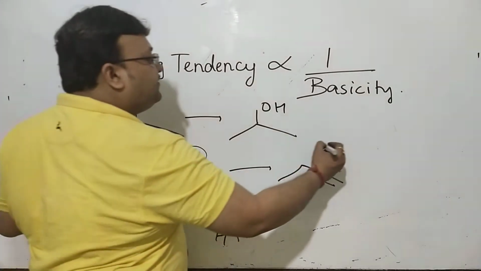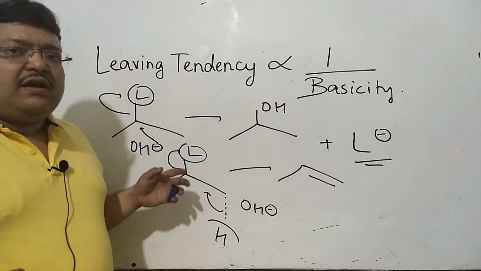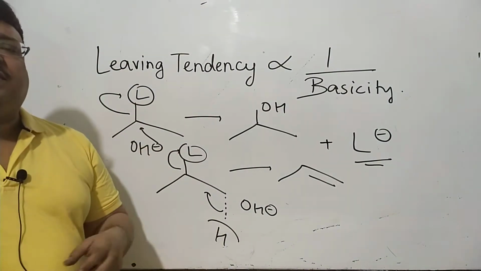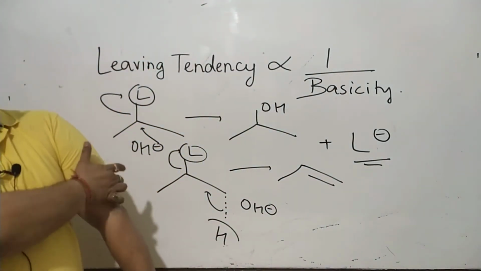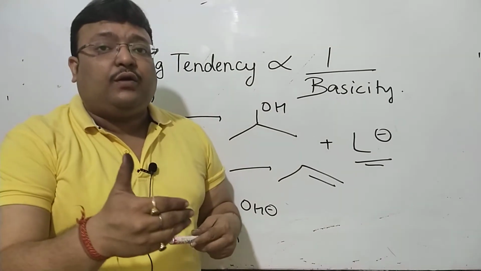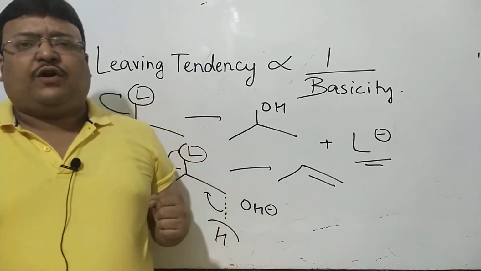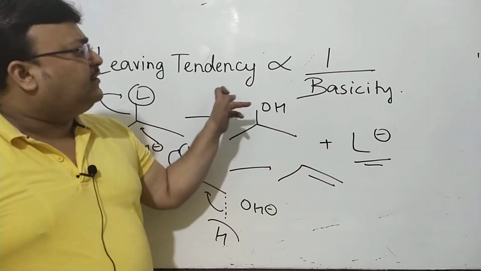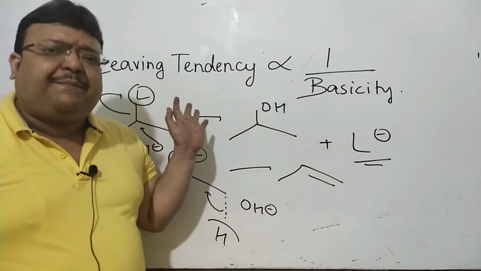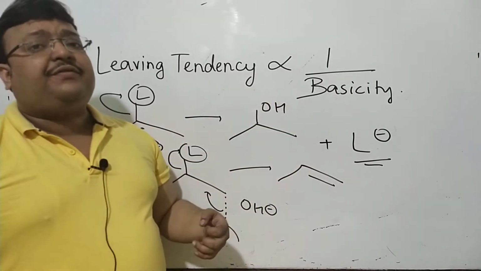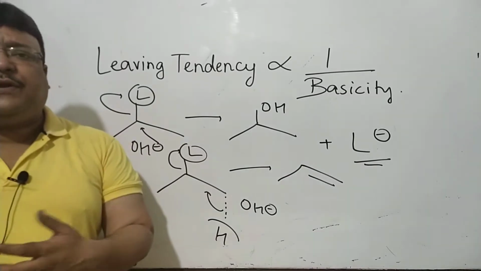The leaving group always goes with its pair of electrons. It always goes as L minus. Basicity is fundamentally about donating a pair of electrons. Leaving tendency is coming out with that pair of electrons. So naturally, the two tendencies are antagonistic, absolutely opposite in nature.